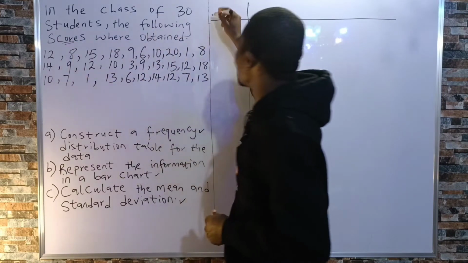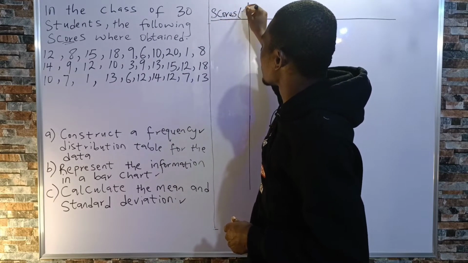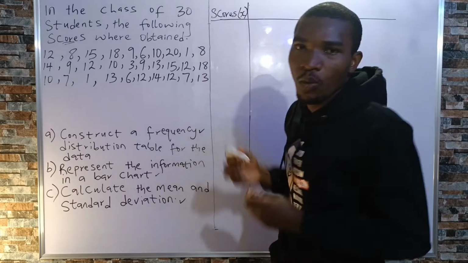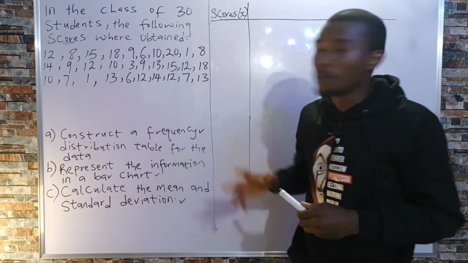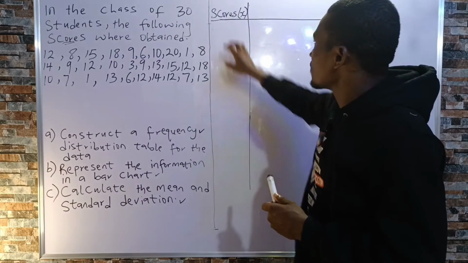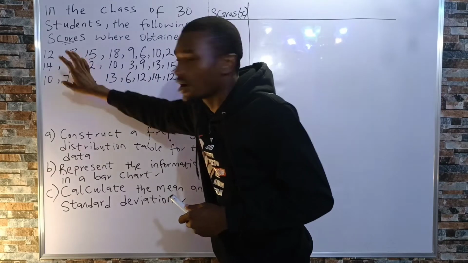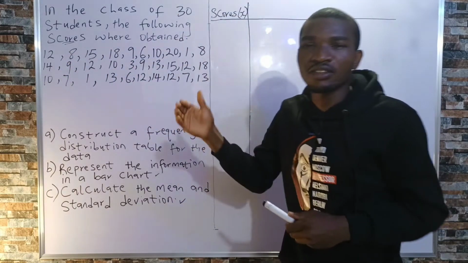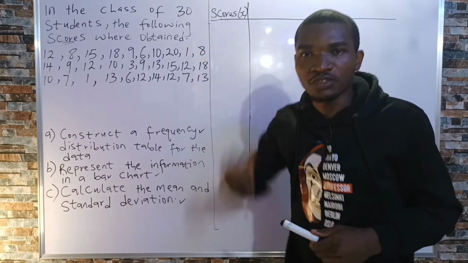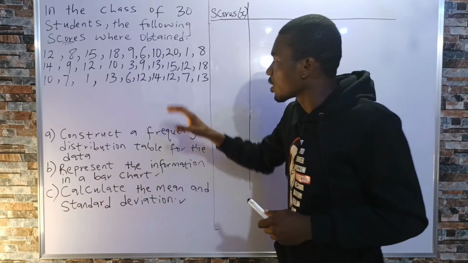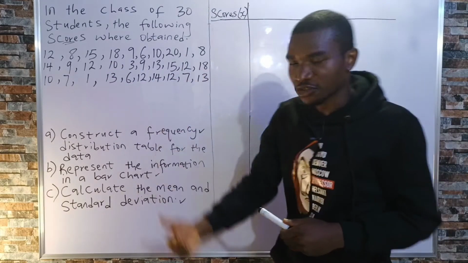So in the first column, I will consider these scores. I will put scores, and remember, our scores can be put as our x. The x will help us when we begin to compute for the formula. Then I will arrange the data in ascending order. Remember that ascending order means from the smallest to the biggest.